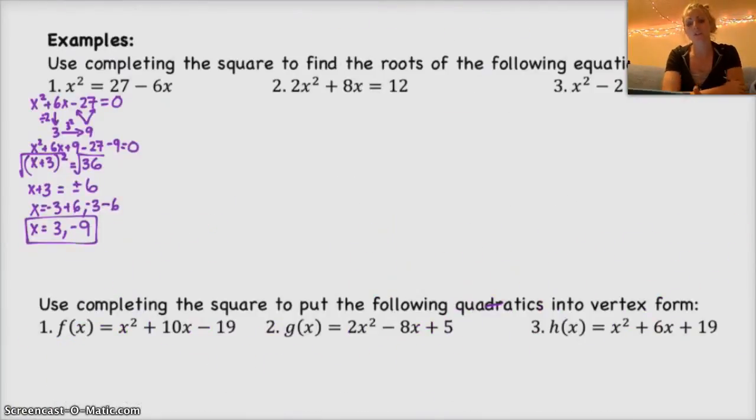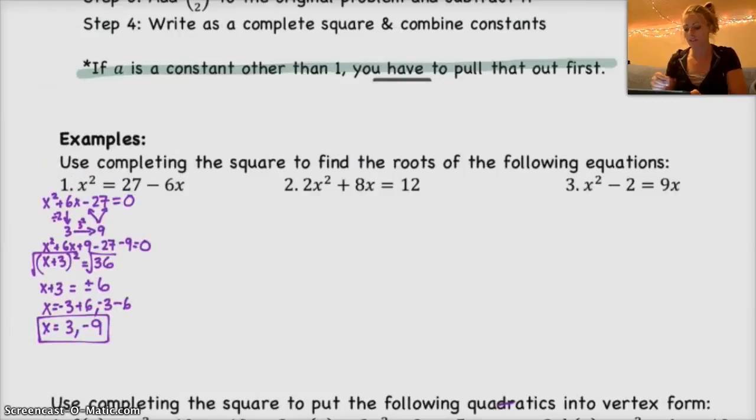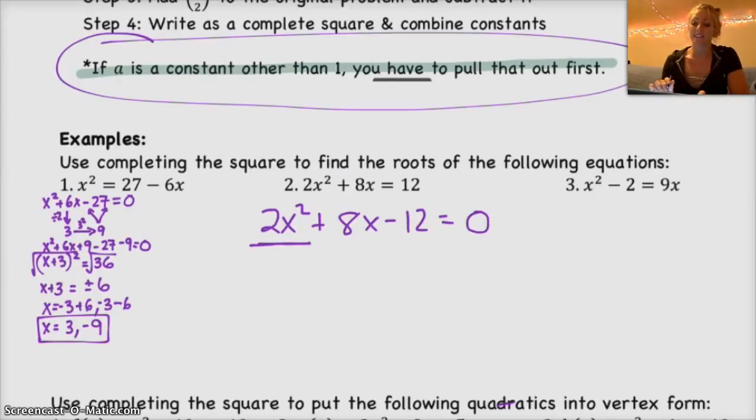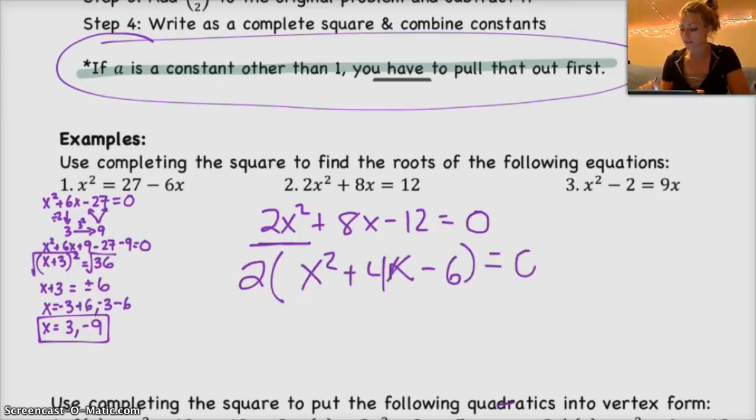Alright, so number 2 is an example of this highlighted case here at the bottom. I'm going to bring the 12 to the other side just so that we're consistent: 2x squared plus 8x minus 12 equals 0. The problem is we have this 2 in front of the x squared, and it's less easy to deal with, and you can't complete the square unless that's not a 2. So we want to pull that out, right? So I could take that 2 out, and then I have x squared plus 4x minus 6 equals 0.